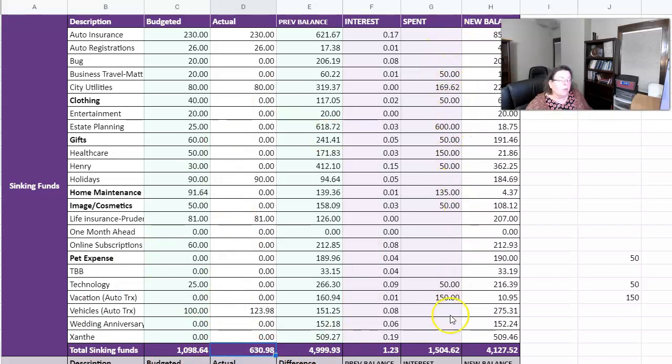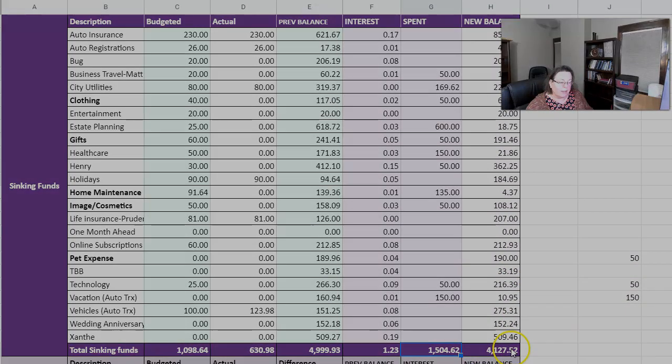And then you can also see where we pulled out of our sinking funds to cover some things. So I have $50 came out from business travel. The $169 was for our quarterly bill for city utilities, $50 out of clothing, $600 out of estate planning, $50 out of gifts, $150 out of healthcare, $50 out of Henry's account, $135 out of home maintenance, $50 out of Image cosmetics, $50 out of technology, and $150 out of vacation, for a total of $1,504. All of that was reflected in our income section at the very beginning when we started talking. And at the end of the month, we had $4,127 in our sinking funds.